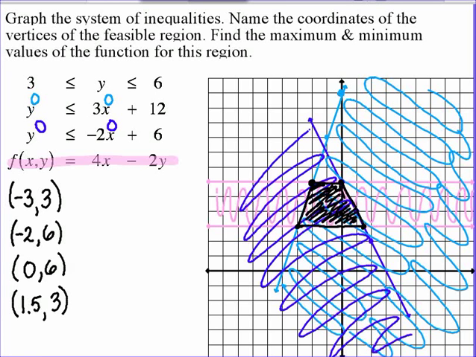So far we've graphed the system, we've named the coordinates of the vertices. The last final task is to find the maximum and minimum values for this region. So all we're going to do now is take -3, 3, and we're going to plug it into this highlighted equation. So I'm going to take 4 times -3 minus 2 times 3 and get an answer. What does that come out to be? -12 minus 6 is -18.